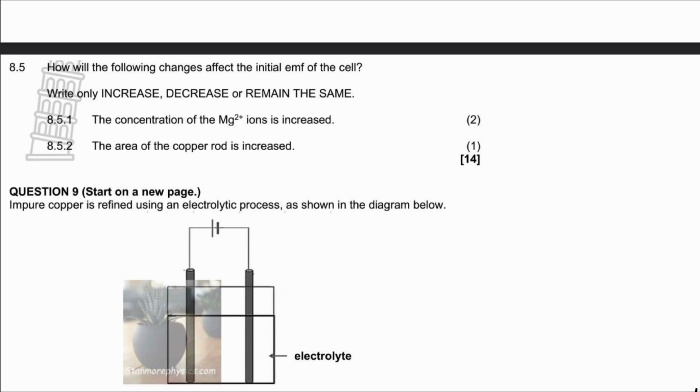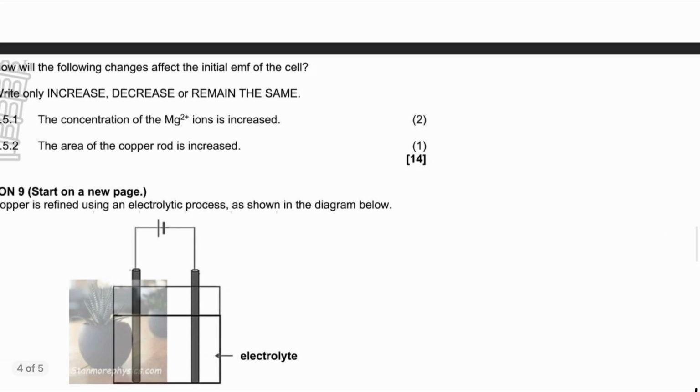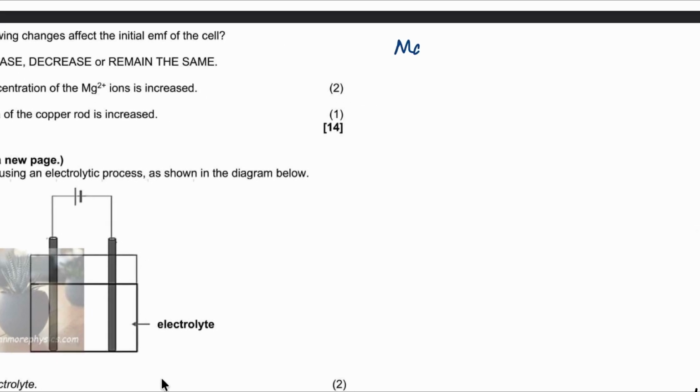If they increase the concentration of the Mg2+ ions, what happens to the EMF? To answer this question, I'm going to write out the overall cell reaction. So we're going to have Mg plus Cu2+ producing Mg2+ plus Cu. Now there are a number of ways that we can get this answer. I've just used the simple method. If we imagine it as a reversible reaction, we can apply Le Chatelier's principle. If the concentration of this increases, the reverse reaction is favored.